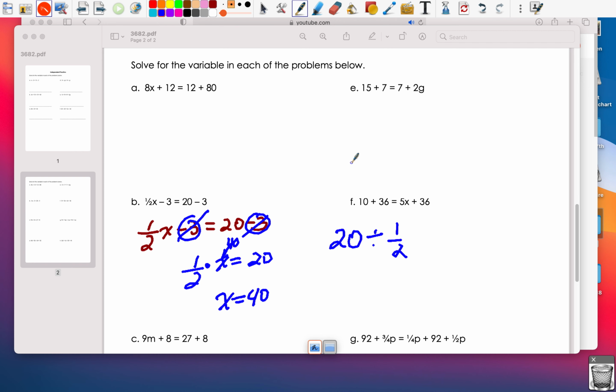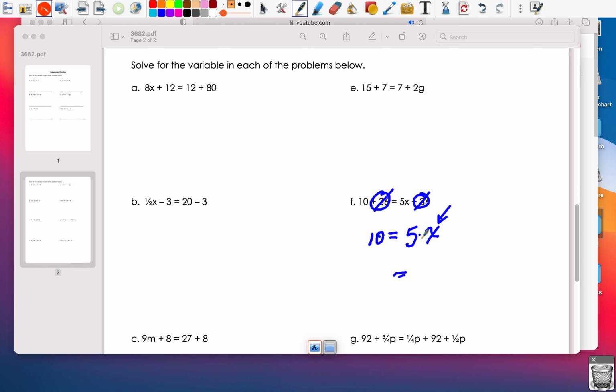What do we have here? 10 plus 36, so the 36 se va, that goes. So we have 10 equals 5x, or 5 times x. So 5 times what number is 10? What is this number here? So x has to be 2.